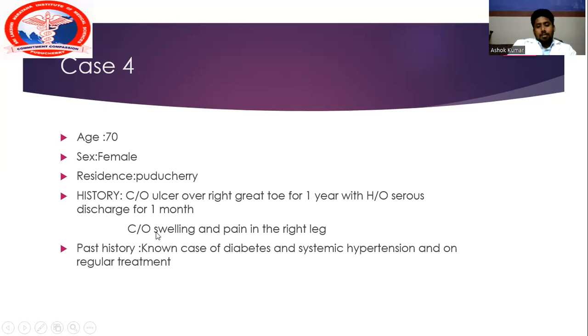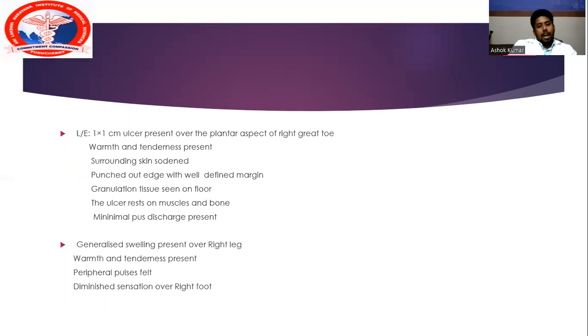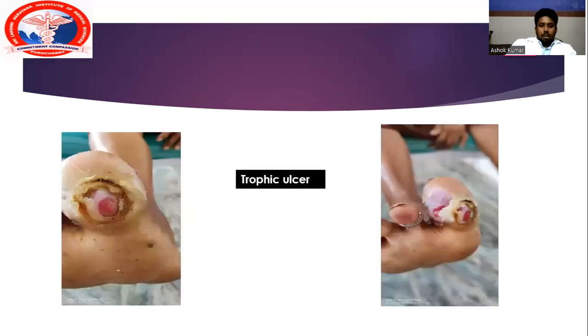And the main thing she presented with now is swelling and pain over her right leg. She's a known case of diabetes and systemic hypertension on regular treatment. She had a 1 cross 1 centimeter ulcer present over the plantar aspect of the right great toe. So this is the wound actually.